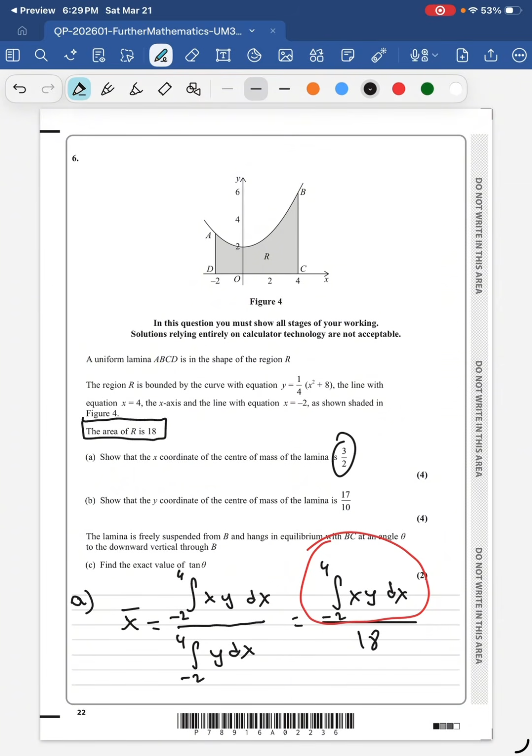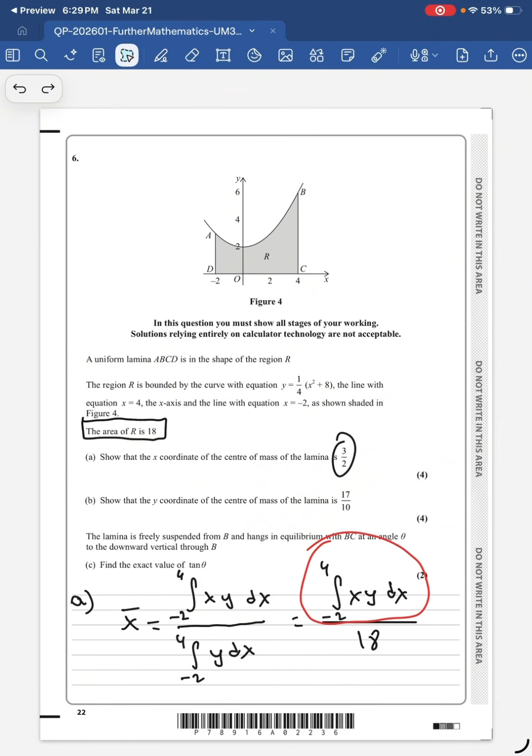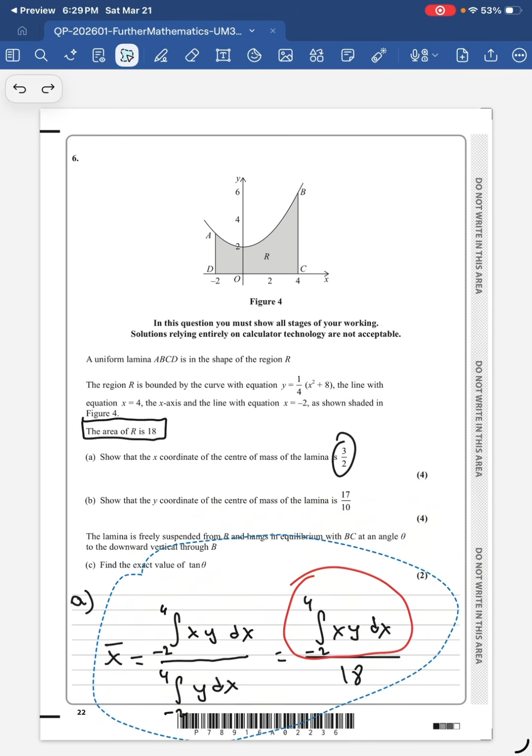Part C. Wait, I need to erase this so you guys actually, let's do something else. Let's transfer this further down. Actually, let's do the whole thing. Okay, let's transfer it there.